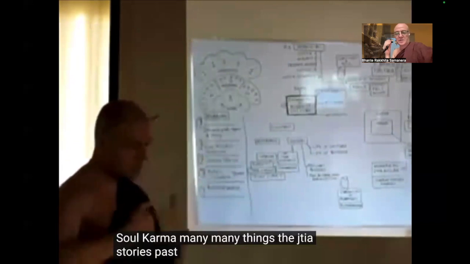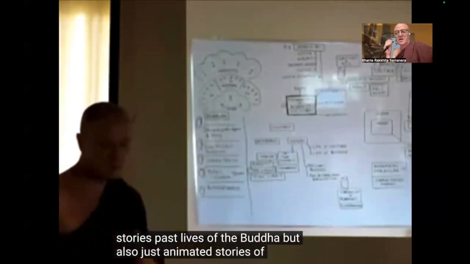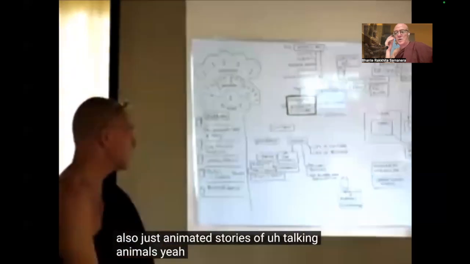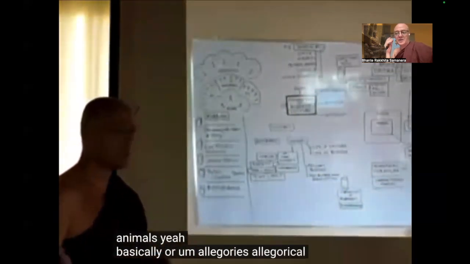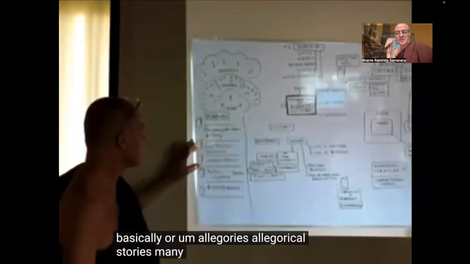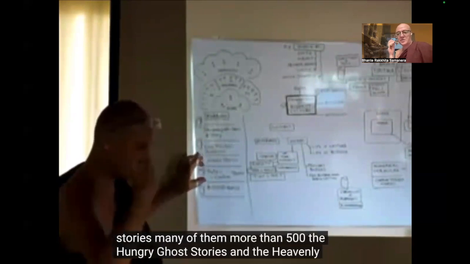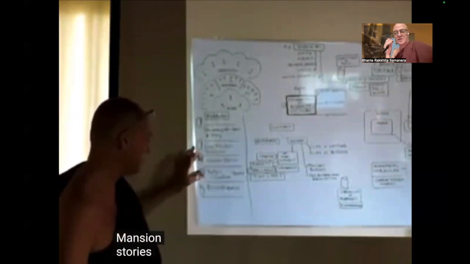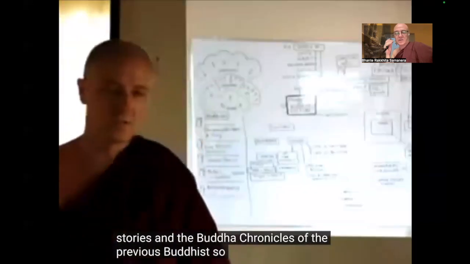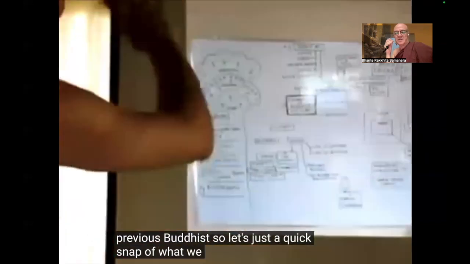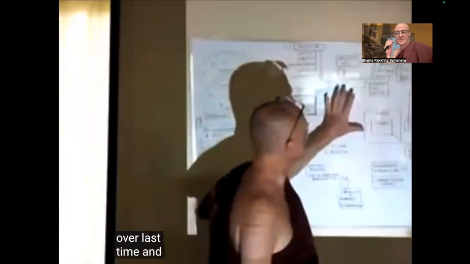The Jataka stories, past lives of the Buddha, but also just animated stories of talking animals, basically. Or allegorical stories. Many of them, more than 500. The Hungry Ghost stories and the Heavenly Mansion stories, and the Buddhavamsa, Chronicles of the previous Buddhas. So that's just a quick snap of what we went over last time.